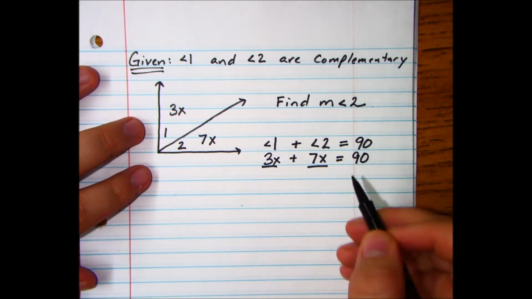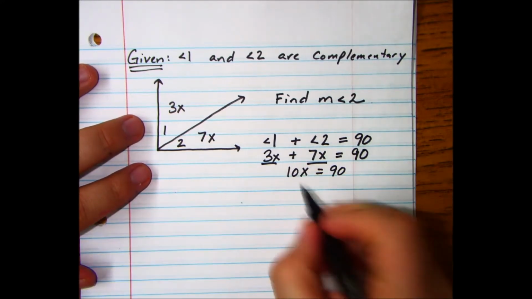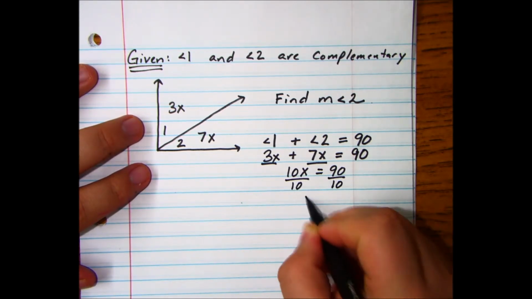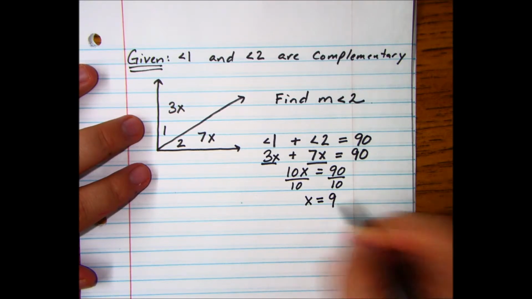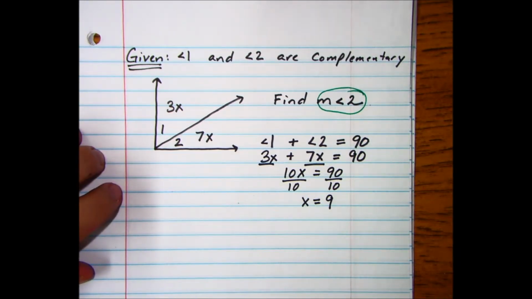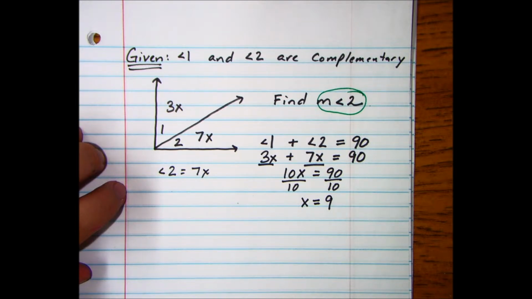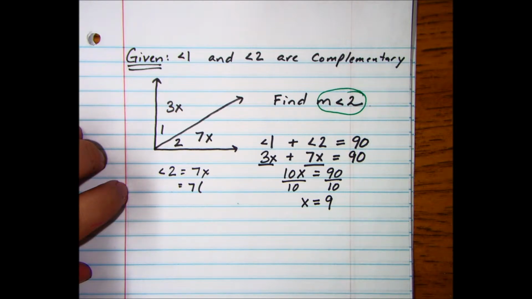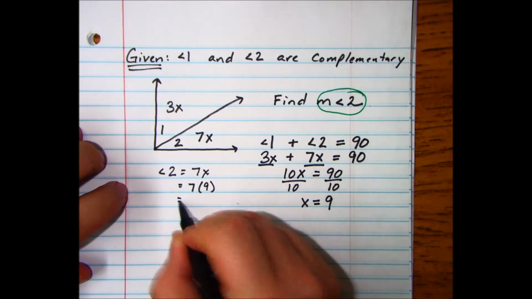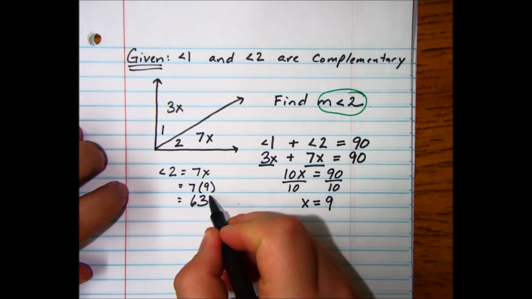Combine like terms, 3x and 7x equals 10x equals 90 degrees. Divide by 10, divide by 10, x equals 9. Now, in our example, we're told to find the measure of angle 2. So we know that angle 2 is equal to 7x. I'm going to plug in what I found to be x, which is 9. 7 times 9 is 63. And we measure angles in degrees.